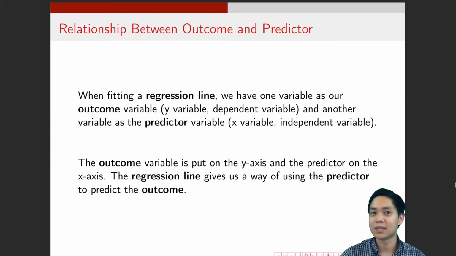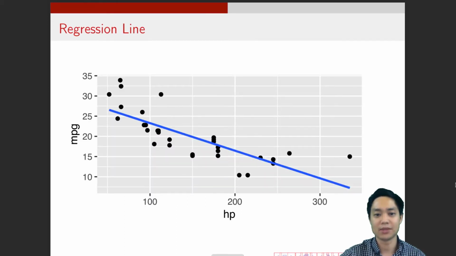The outcome variable is typically put on the y-axis, and the predictor is usually put on the x-axis. The idea is that you're going to use that x-axis variable, the predictor variable, to predict the outcome, the y variable. In the case of horsepower and miles per gallon, we're using the predictor horsepower to try to predict a car's miles per gallon. And this blue line is what we want to try to fit. We want to find the line that best fits these data.